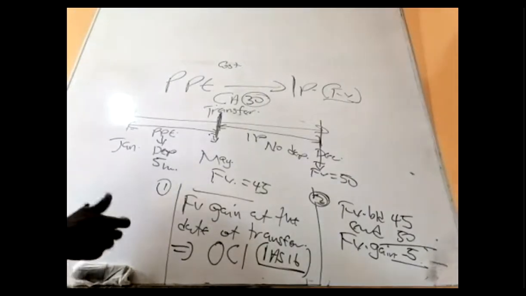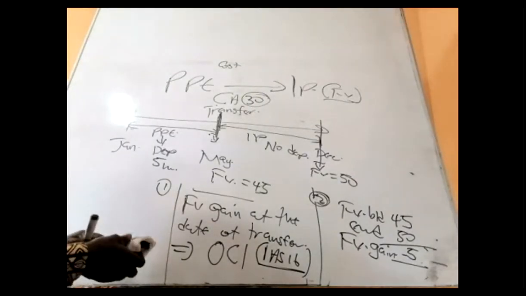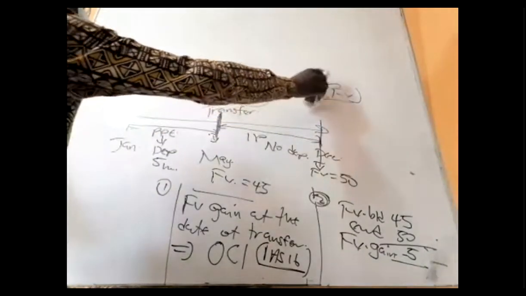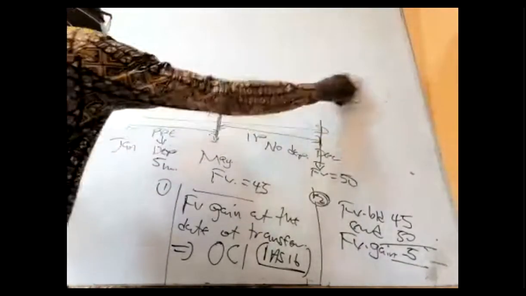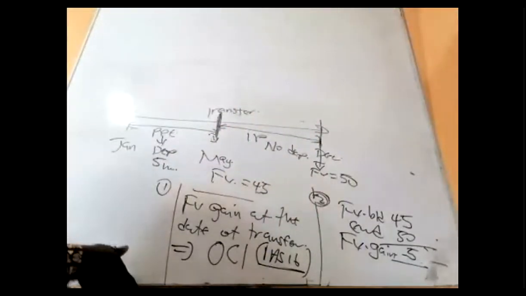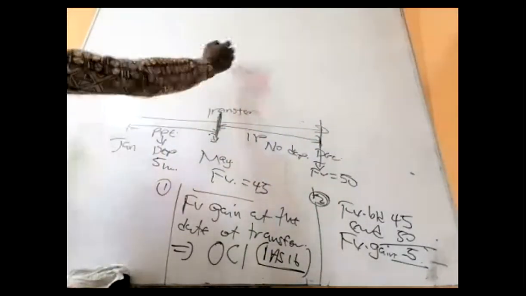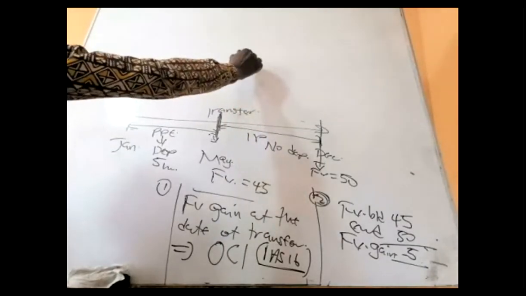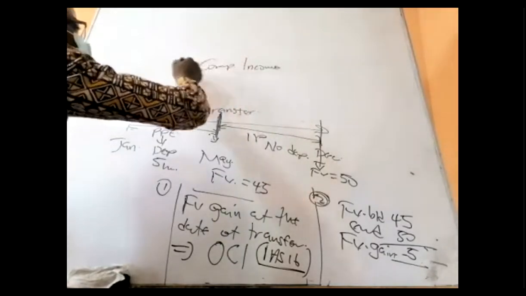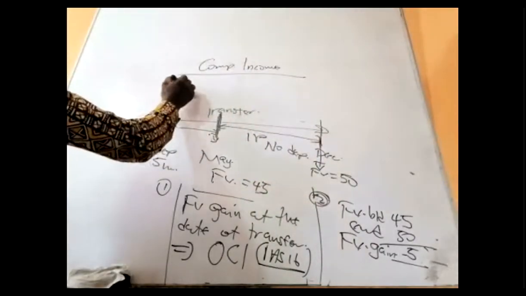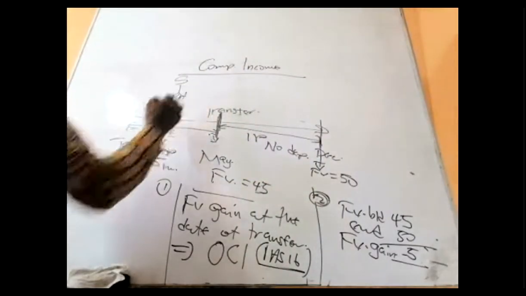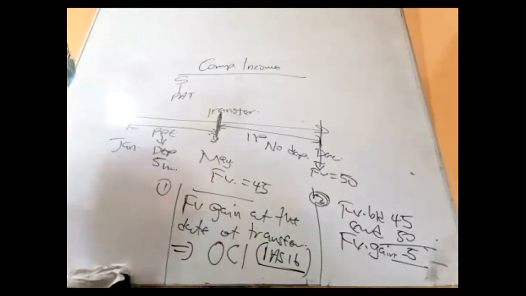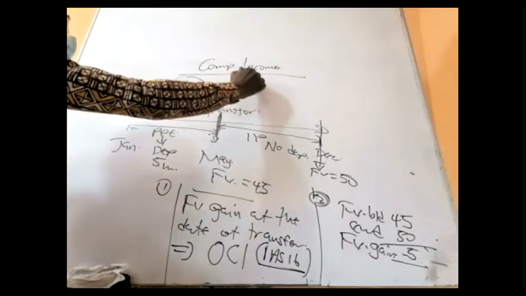OCI is under P&L, but there's a slight difference between OCI and P&L. Let me do the illustration. When you take the statement of comprehensive income, from sales revenue up to profit after tax is the P&L. So items from sales revenue up to profit after tax are what? The P&L. This is the P&L section.